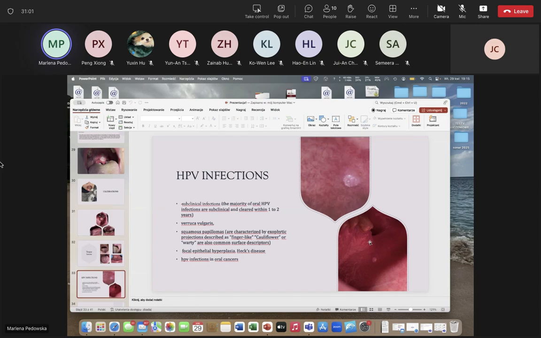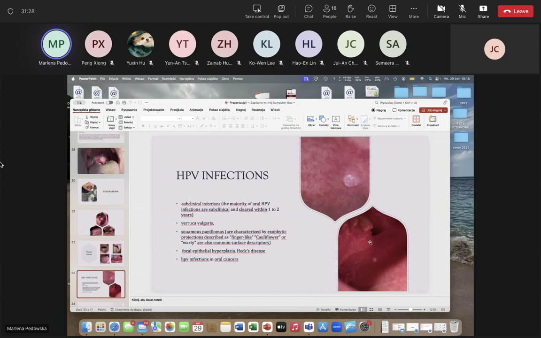So the lesions which can develop after the HPV infections are verruca vulgaris, the most popular, usually related with HPV number 1, number 2. Squamous papillomas are characterized by exophytic projections described as finger-like or cauliflower-like warty areas, and focal epithelial hyperplasia, so HEX disease. It's usually 32.